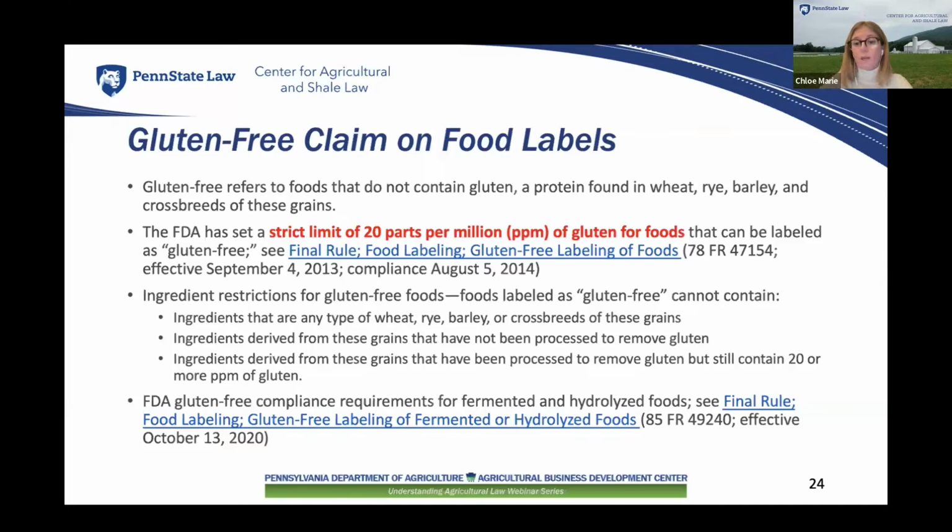In August 2020, the FDA updated its regulations for gluten-free labeling to provide specific compliance requirements for fermented or hydrolyzed foods, which include yogurt, sauerkraut, pickles, cheese, green olives, beers, wines, and hydrolyzed plant proteins, which are usually used in processed foods. The rule did not change the definition, but provided specific guidance on how manufacturers can demonstrate their fermented or hydrolyzed foods meet the 20 ppm gluten requirement.